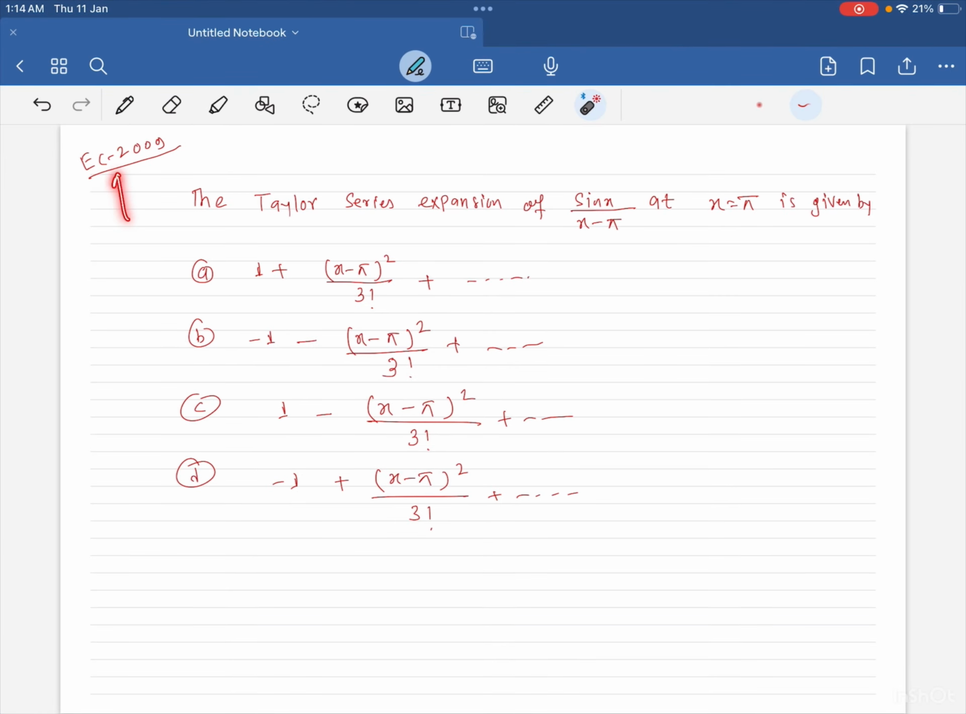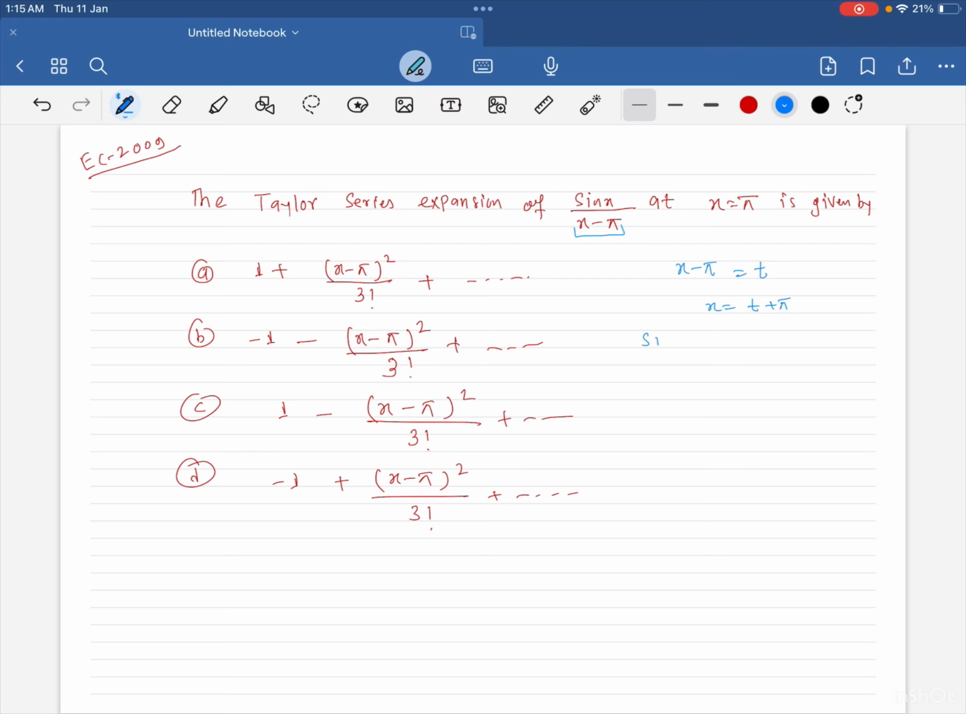So this question is from EC 2009. The Taylor series expansion of sin x divided by x minus pi at x equals pi is given by. Okay, so how can we proceed with such kind of problem? What we can do, maybe we can take x minus pi equal to t. So you will see the benefit of taking x minus pi equal to t. So from here what we will get is x equals t plus pi.